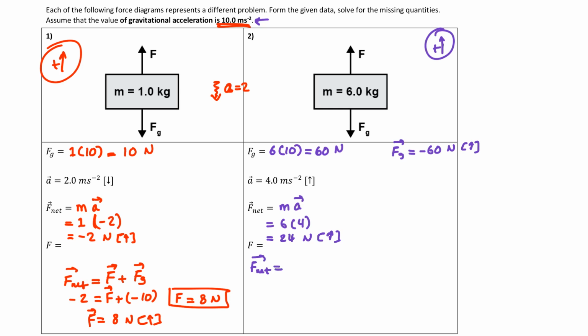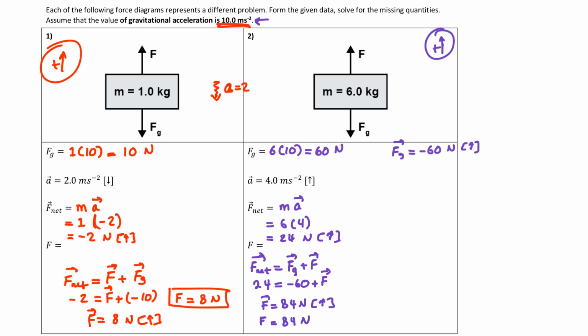You can write it in terms of vector forms. And for vectors, we've got Fnet is equal to the sum of all forces. So, sorry, that's just Fg plus F. Fg is negative 60 Newtons. And F is what we're trying to find, and Fnet is 24 Newtons upwards. So if I were to rearrange this, I would get F is equal to 84 Newtons upwards, and therefore the magnitude of F is just equal to 84 Newtons.